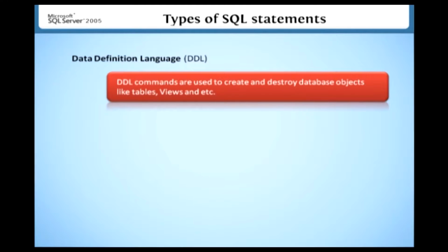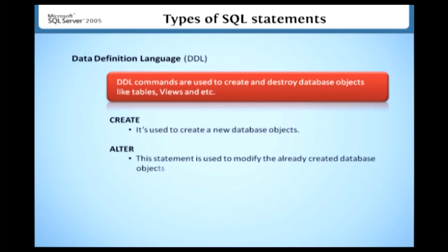DDL commands are used to create and destroy database objects like tables, views, etc. Let's see the different statements in Data Definition Language. The first one is create. It's used to create new database objects. The next one is alter. This statement is used to modify the already created database objects.